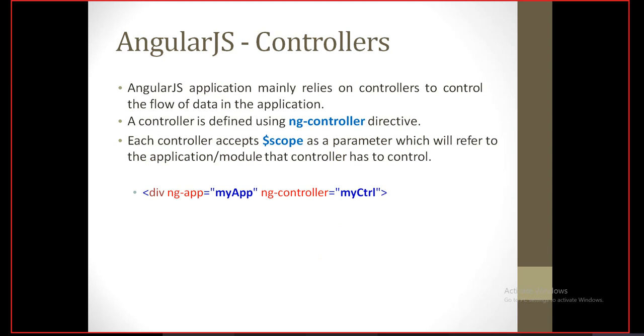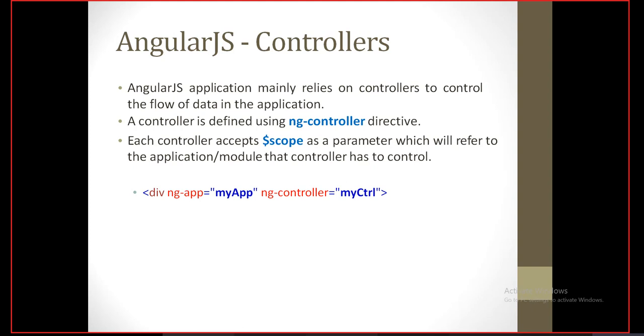Okay. This was all about the directives provided by AngularJS. There are many more. As and when it is required, we will be discussing the additional directives. Then coming to the controller. Okay, so whenever we have an AngularJS application, we will have a controller. In most cases, we will have a controller for each application module, which will control the data flow for that particular application.